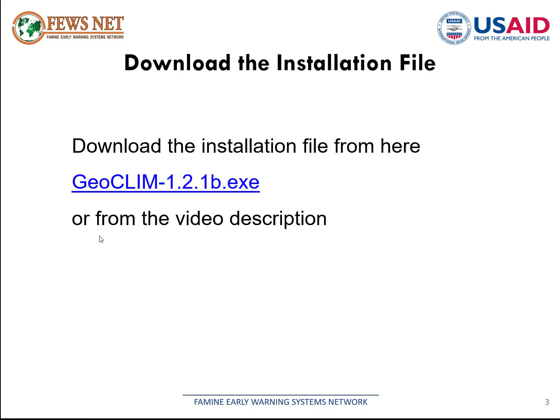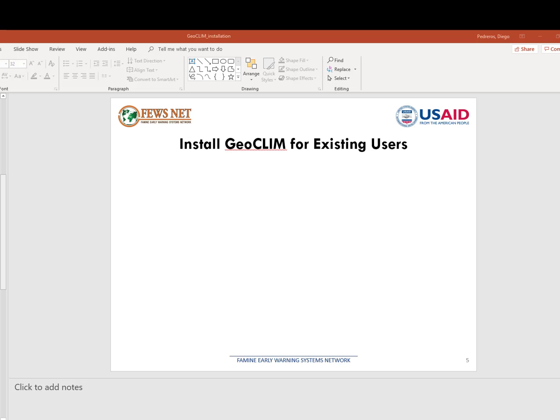So all users must download the installation file. This is the GeoCLIM 1.2.1b. Either in the description of this video or in the PDF you will find the link. So now let's install GeoCLIM for existing users.